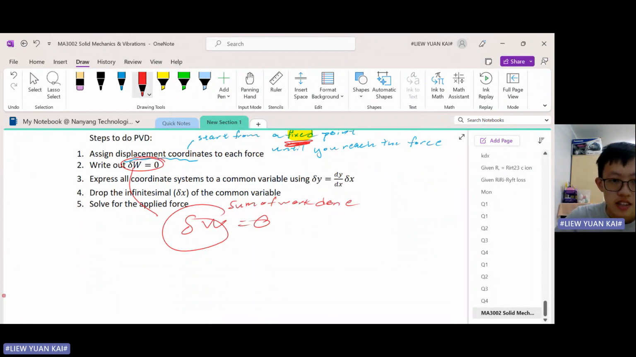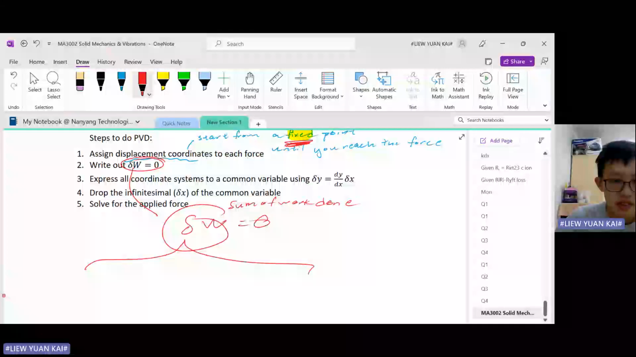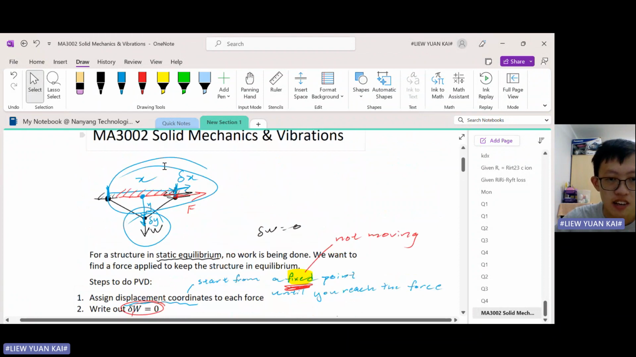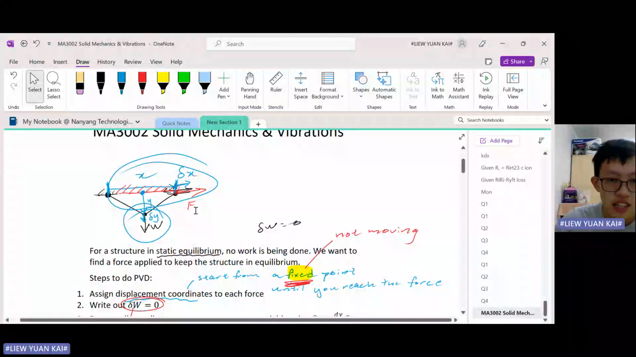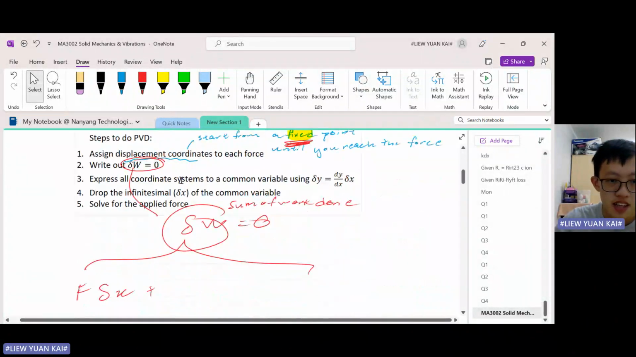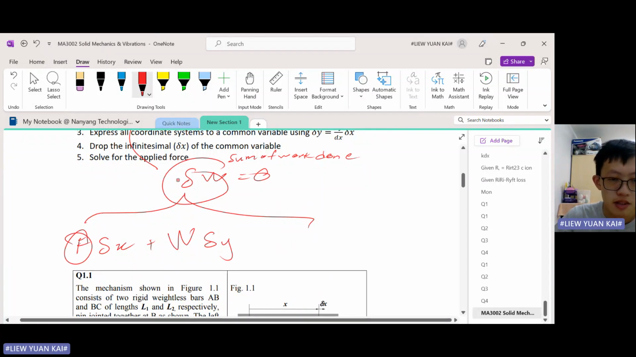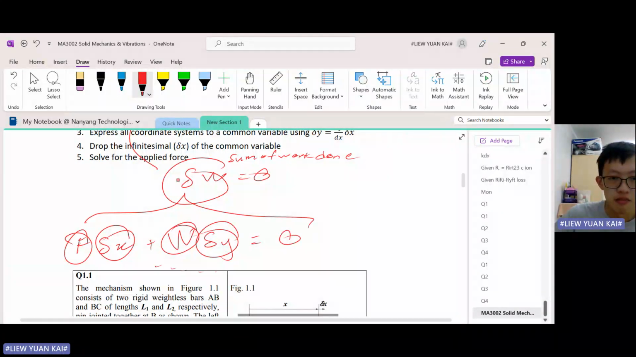So how do you write this? You total up all the forces multiplied by the infinitesimals. So for example, in this example I have here, we have the force F assigned to the displacement delta X, and then the force W assigned to the displacement delta Y. So you see, it's the force multiplied by the infinitesimal, the force multiplied by the infinitesimal. And then you equate this all to 0. If there are more forces and more displacements, you just add them all together. Okay? So that's easy.